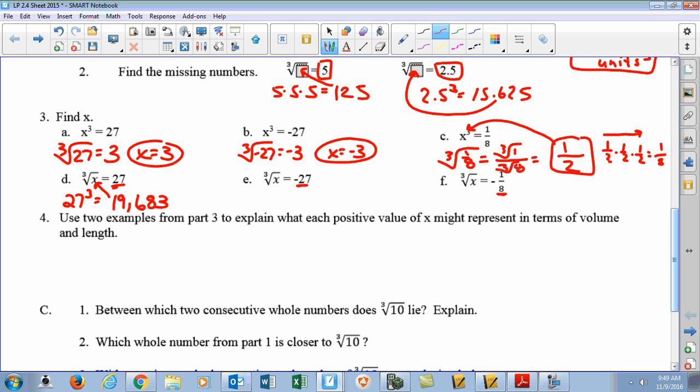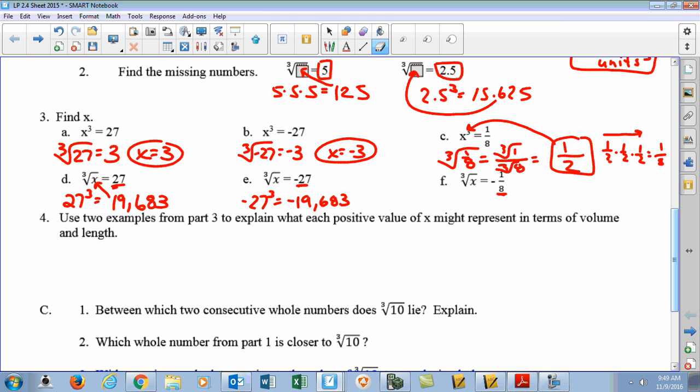So if you were to take the cubic root of 19,683, you get 27. Now on the flip side, on part E, the only difference is it's negative. So now I'm taking negative 27 and cubing that. So the only difference between the answer for D and E is going to be negative 19,683. Because a negative times a negative times a negative gives you a negative number.